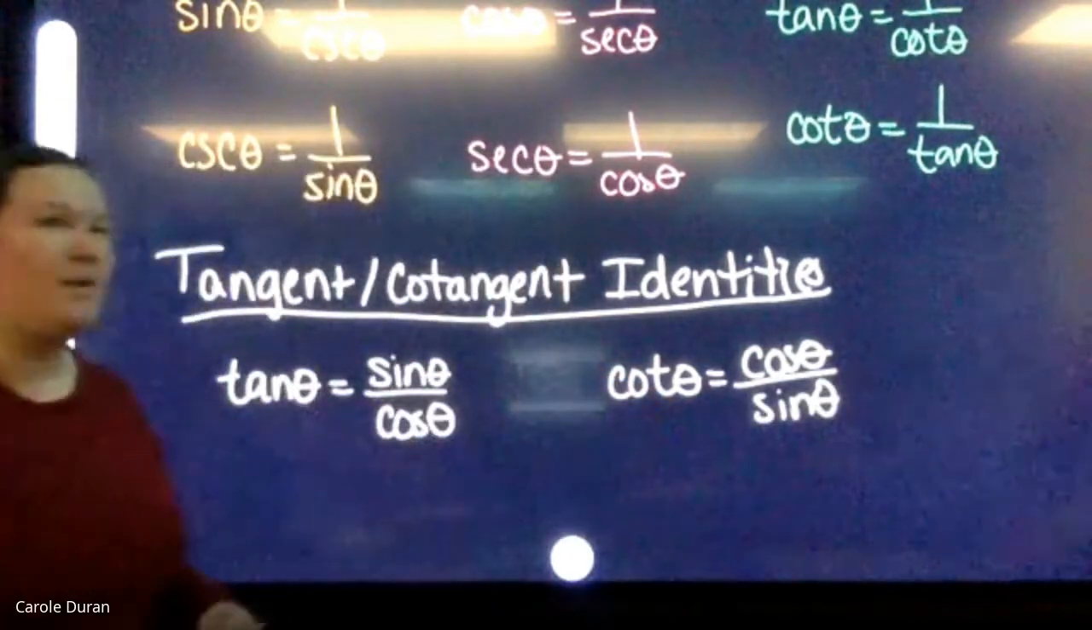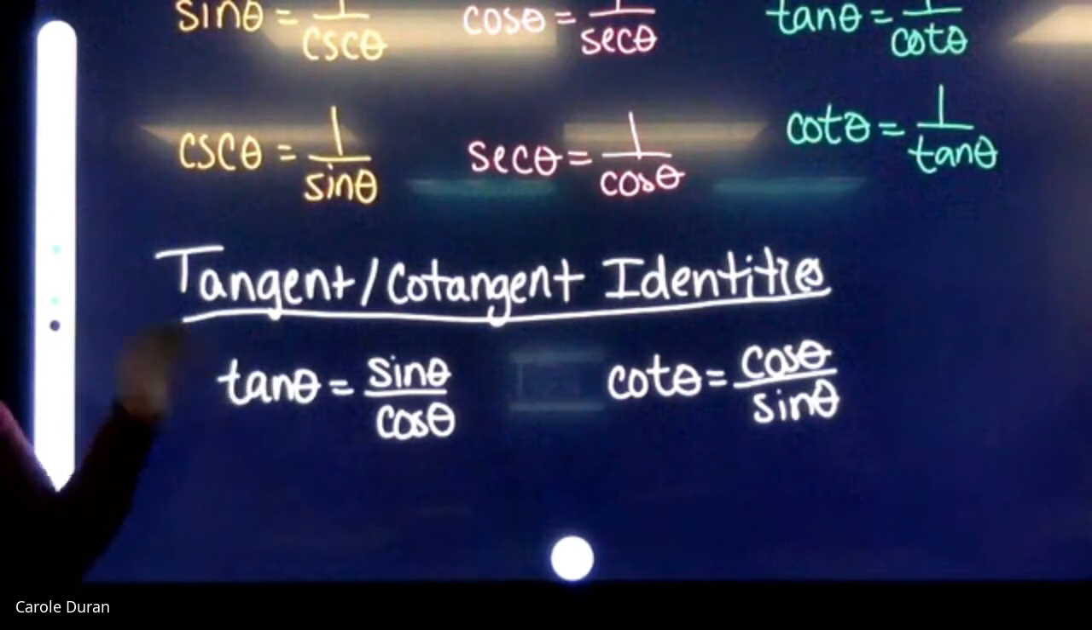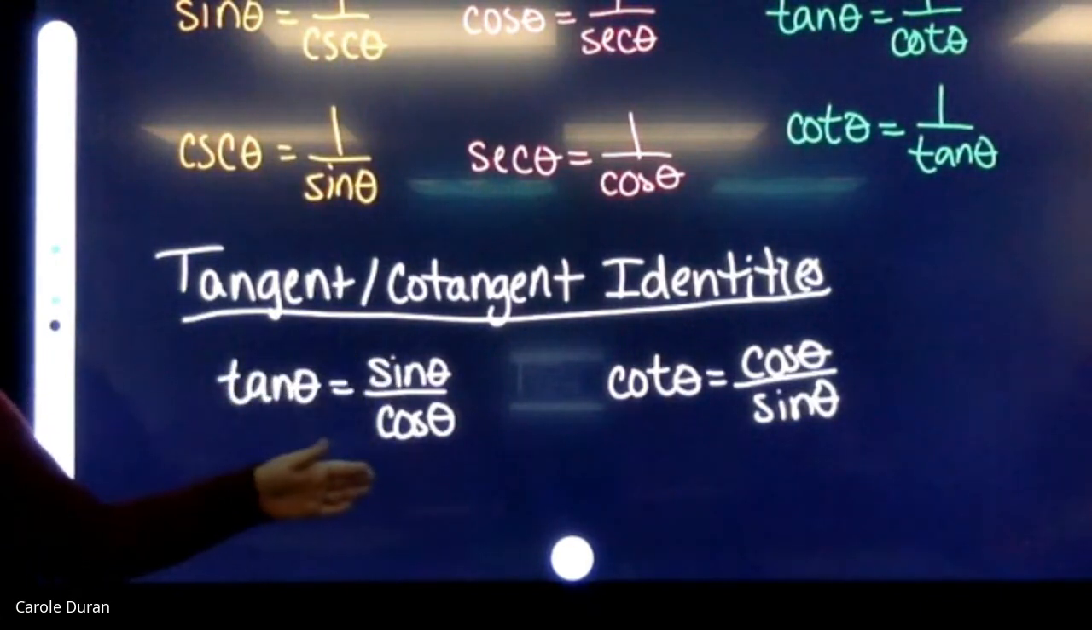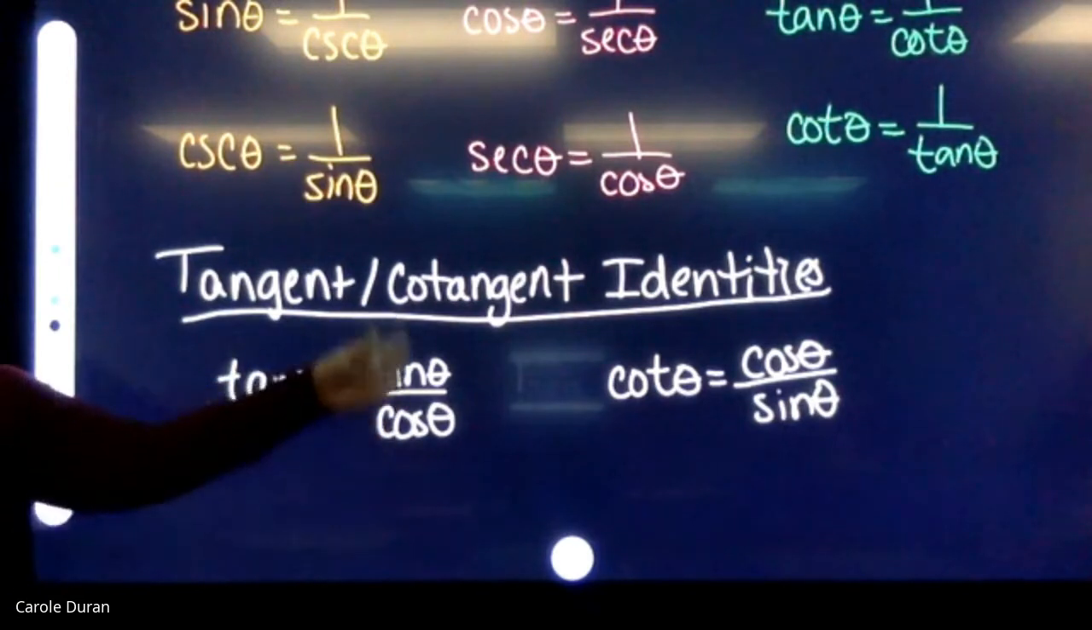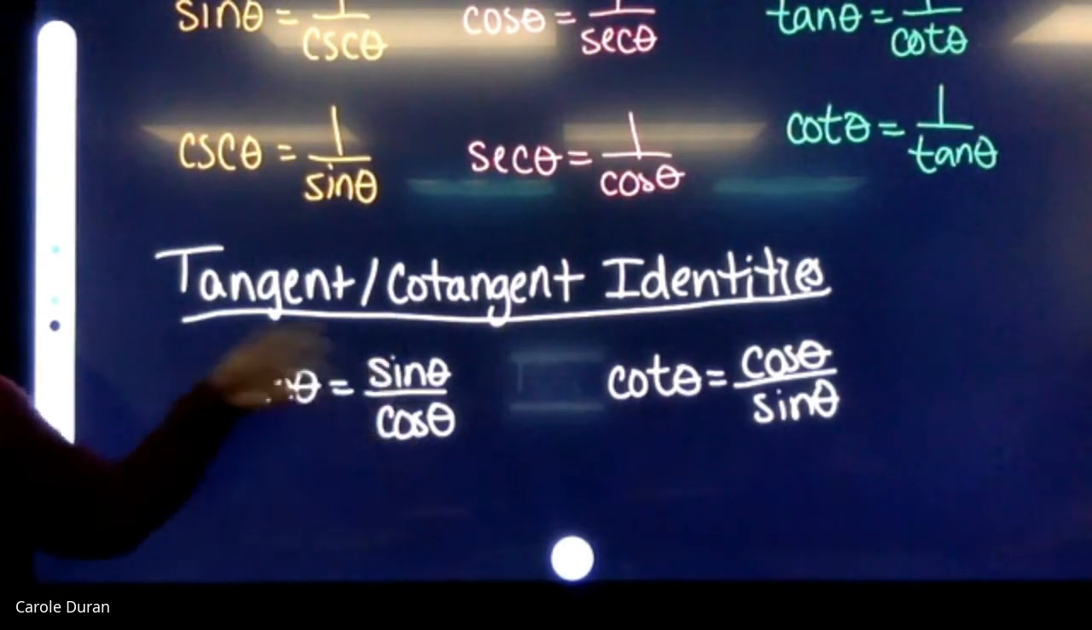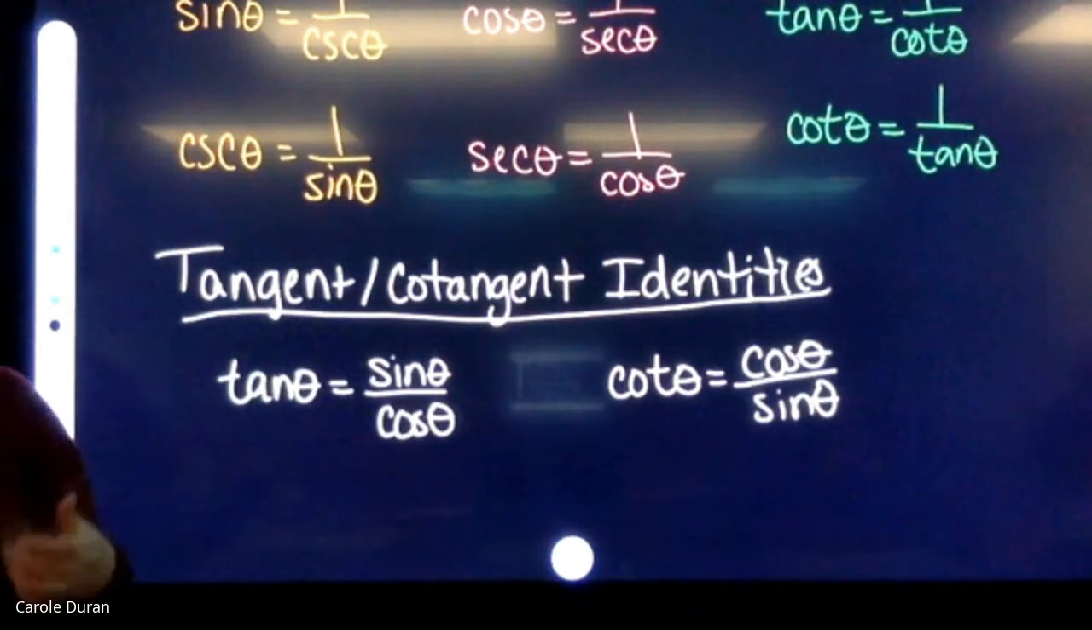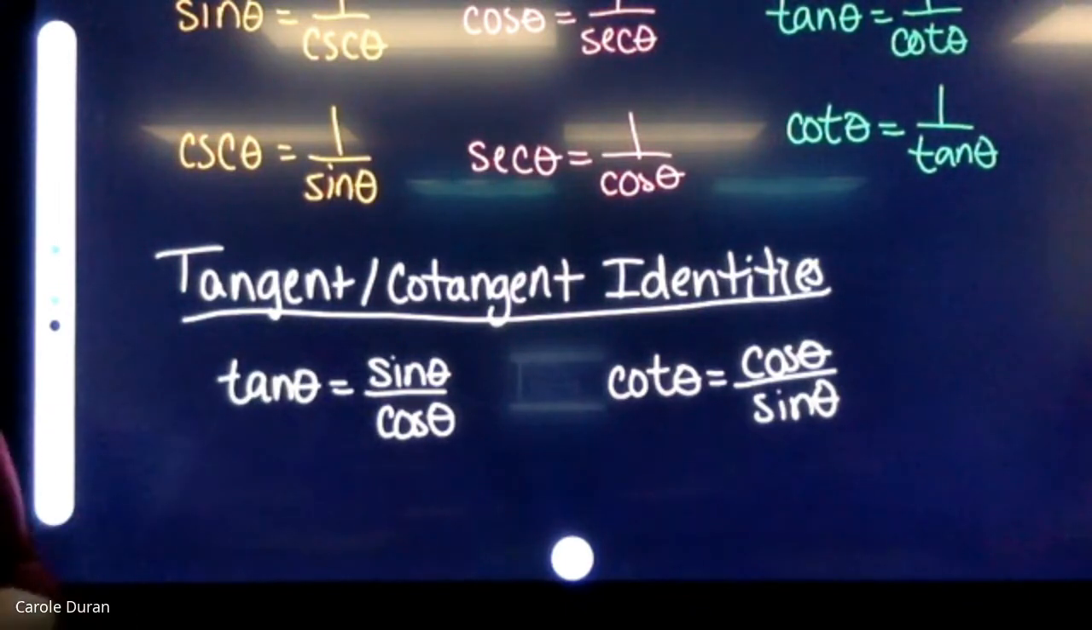If there's an exponent on, say, the tangent, so if it was tangent squared theta, that exponent will carry over to the fraction, and vice versa. So if I had a fraction here, like sine squared over cosine squared, that would mean that my tangent was squared as well. So the exponents carry through.